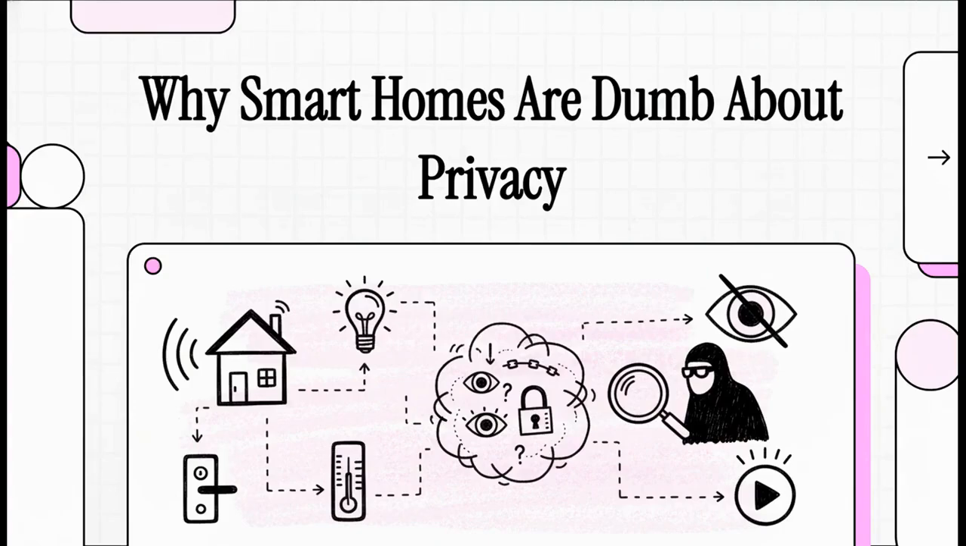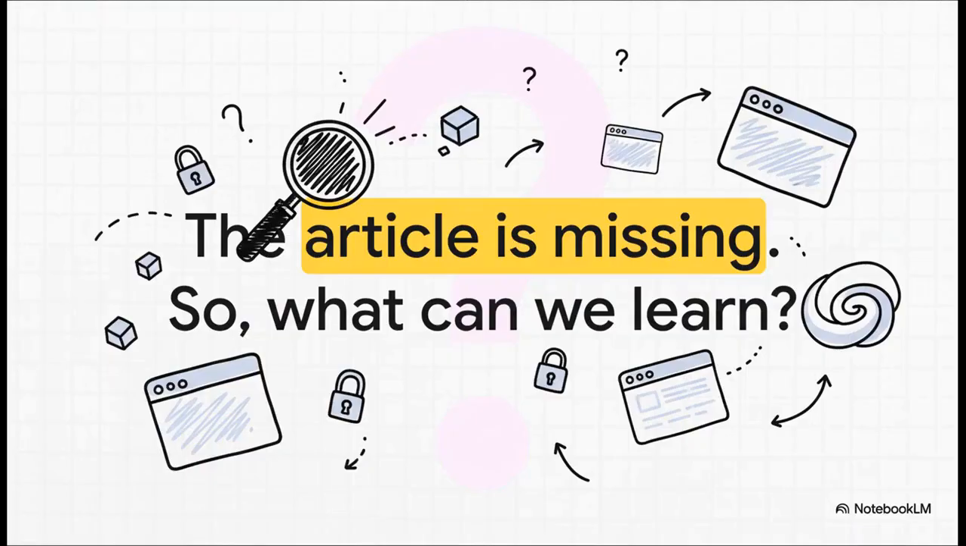So, we were all set to dive into this really interesting topic: why smart homes are dumb about privacy. I mean, what a great title, right? It promises to pull back the curtain on all those convenient gadgets we have in our homes. But when we went to check out the source for this explainer, well, we found a bit of a mystery. Yeah, that's right. The article was just gone. Nothing but a headline on a blank page.